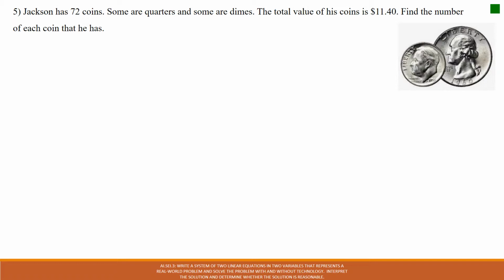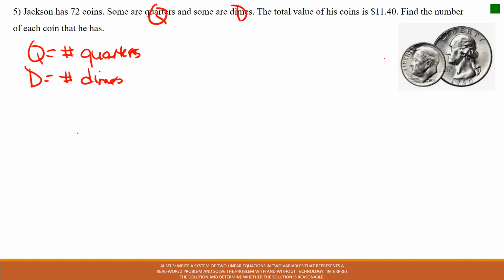Jackson has 72 coins. I'm pretty sure we saw this kind of problem. We got quarters. So Q is the number of quarters. Quarters with an R. And D is the number of dimes. So every time I see quarters, I'm putting Q. Q, dimes are going to be D. That's all I got. So number, money, money, money. So tell me about the number of quarters plus the number of dimes. What's the total number? 72.